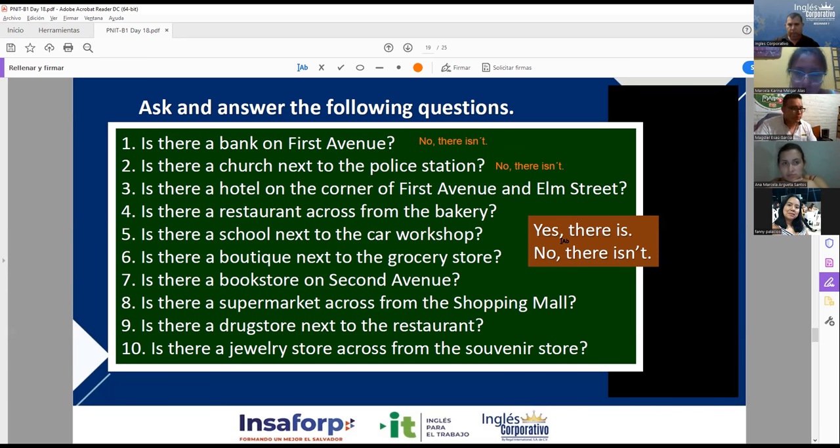Is there a hotel on the corner of First Avenue and L Street? Yes, there is. Is there a restaurant across from the bar? Bakery. Restaurant, ¿dónde está el restaurant? Acá. Restaurant across from the bakery.